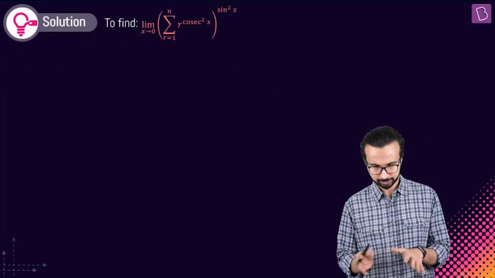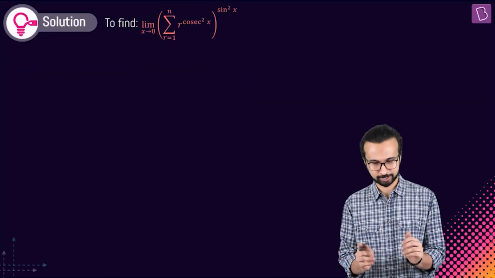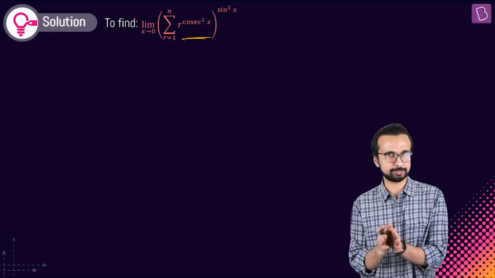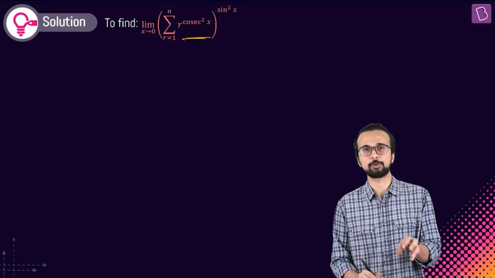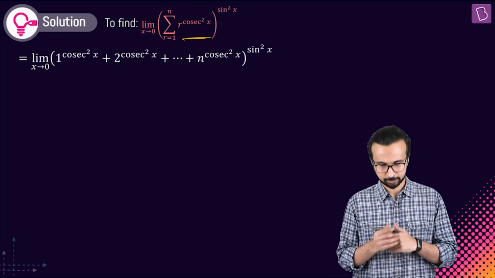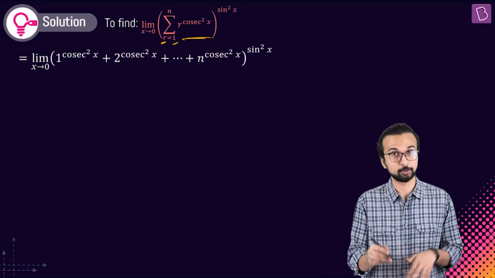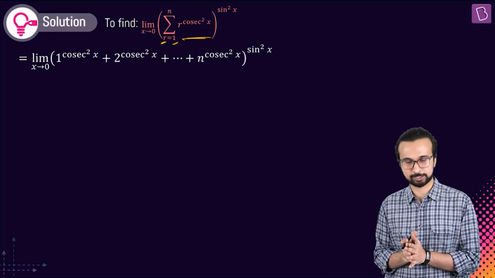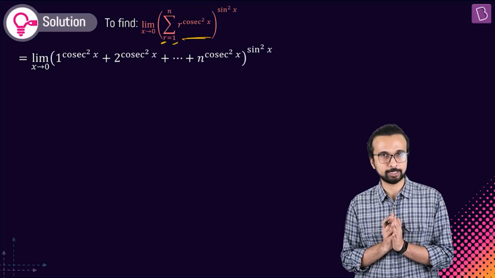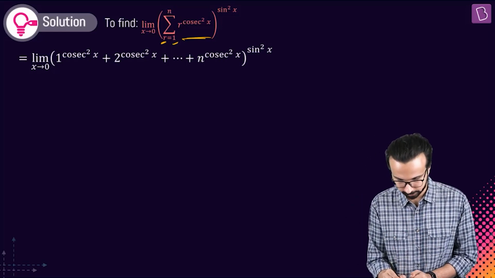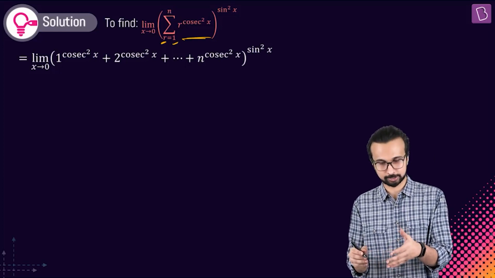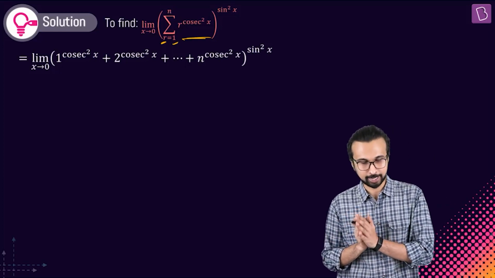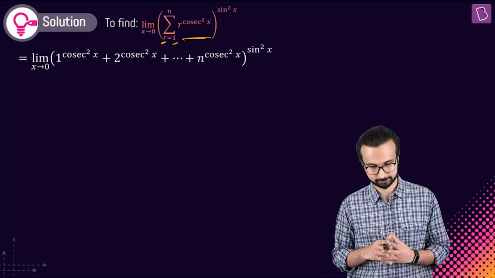So, here we have this complicated looking thing. Let's just expand this summation first to get a clearer idea of what this actually looks like. Let's put the values of r as 1, 2, 3, etc. You can see that r will take n different values from 1 till n. Okay, so we have this much here. I notice this 1 to the power cosec square x, 2 to the power cosec square x, all the way up till n to the power cosec square x.